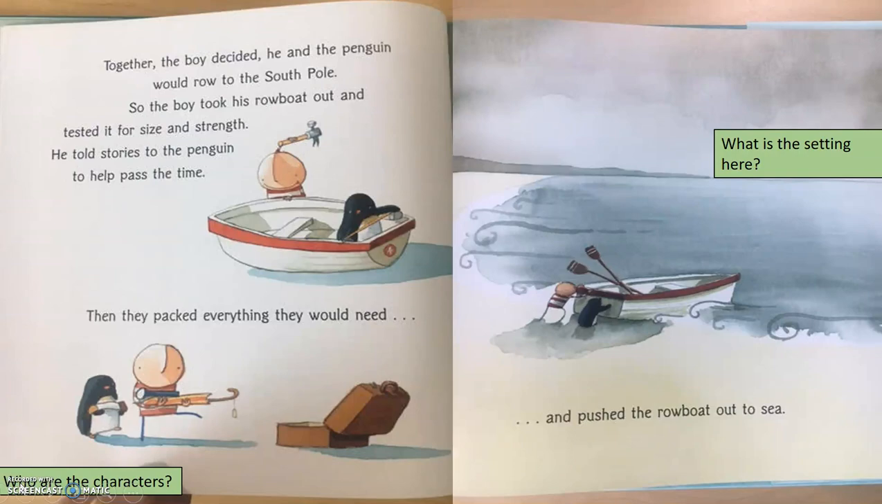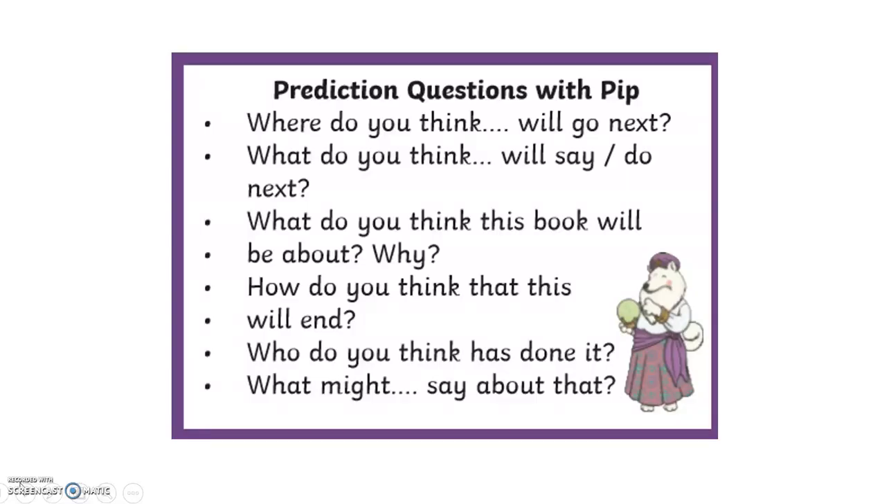And who are the characters? Predictions. Making predictions. So where do you think the characters might go next? What do you think they might do next or say?